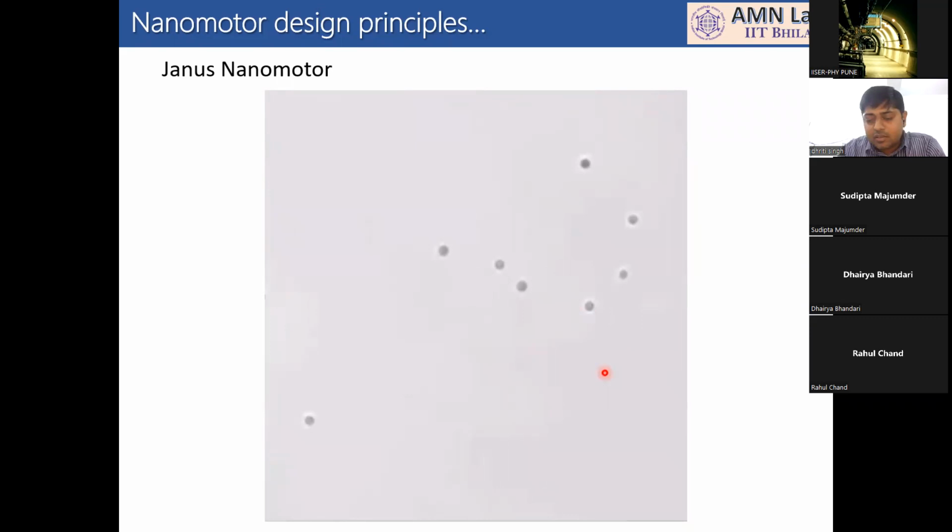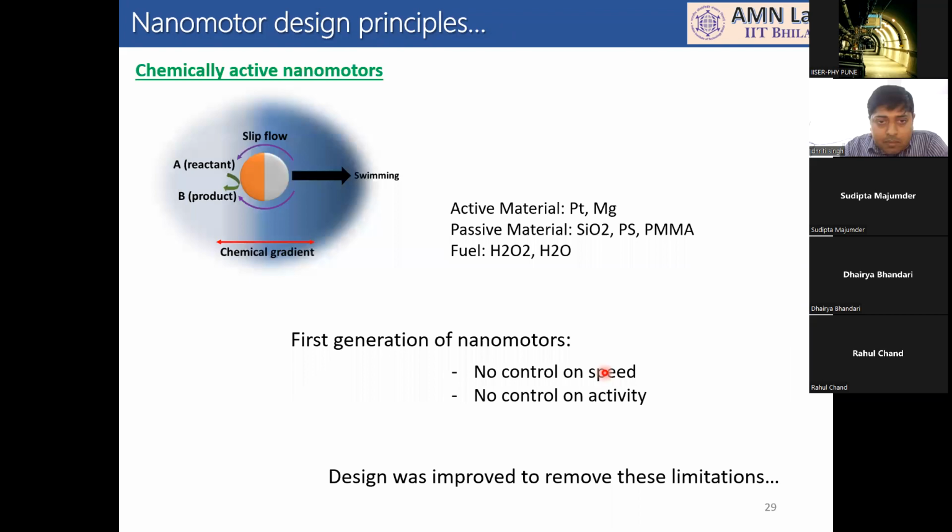So the motor is ready, but in the initial design, because the first design was proposed in 2007, the immediate problem we can see is that we are using platinum and peroxide as fuel, so there is no control on the switch. You cannot switch it on and off according to your requirements. And you cannot control its speed because the chemical reaction will go at its own speed. Once you set the peroxide, once you put the platinum, you cannot control the chemical reaction or the activity. On demand, you cannot turn the activity on and off.